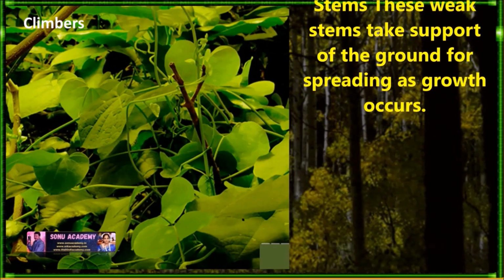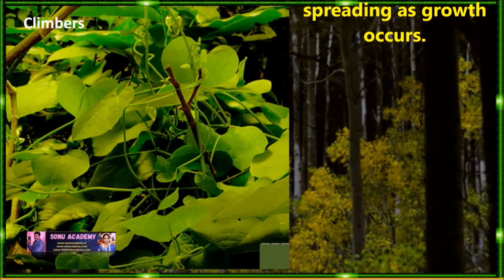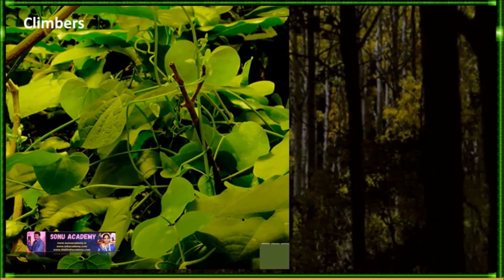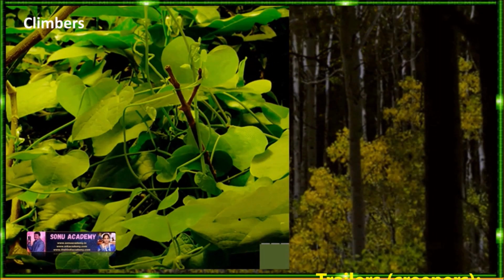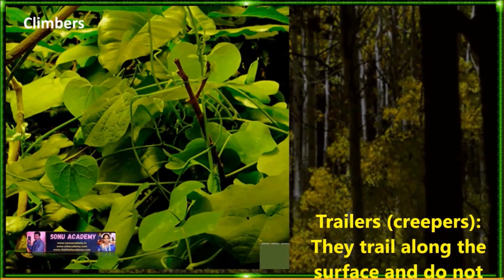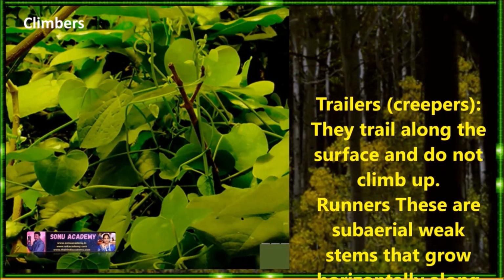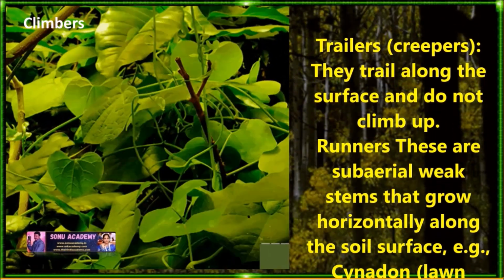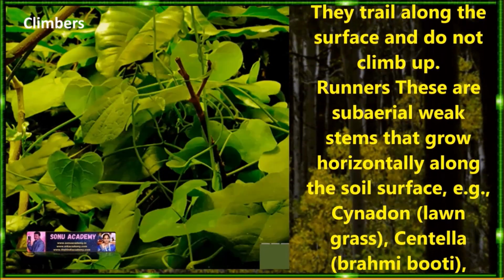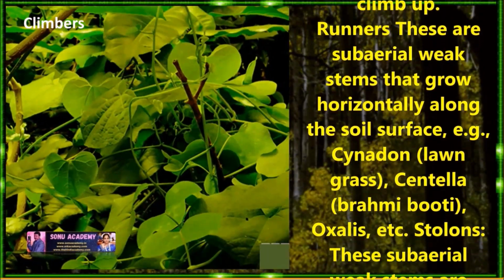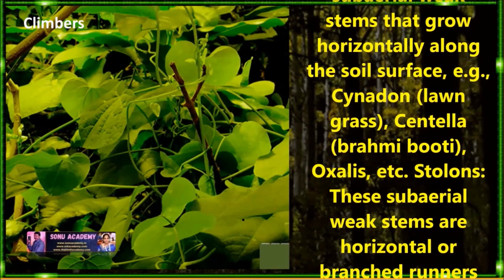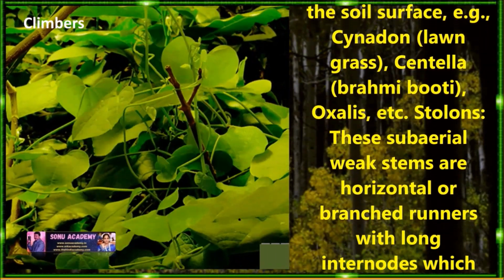Prostrate, weak stem. The weak stem takes support of the ground for spreading as growth occurs. There are the following four types. Trailers, which means creepers. They trail along the surface and do not climb up. Runners. These are subaerial weak stems that grow horizontally along the soil surface. Examples: lawn grass, oxalis, etc.